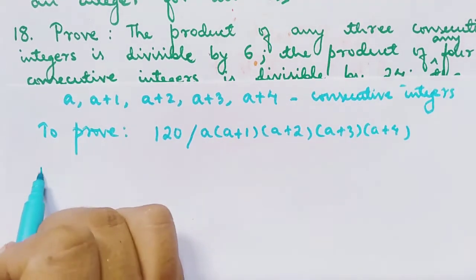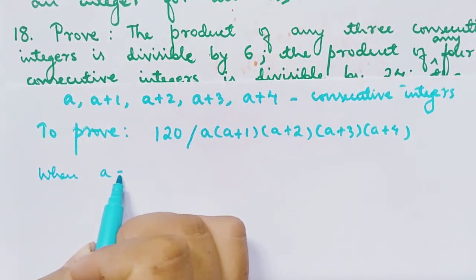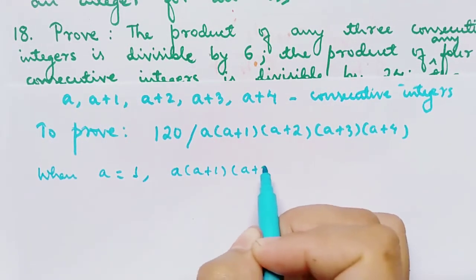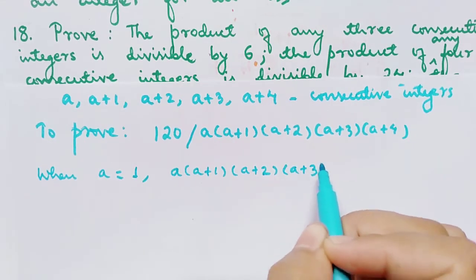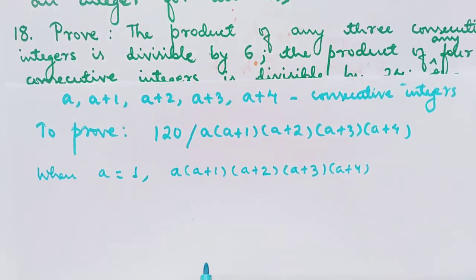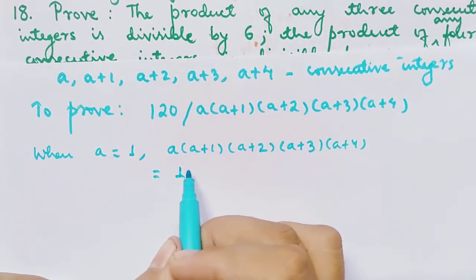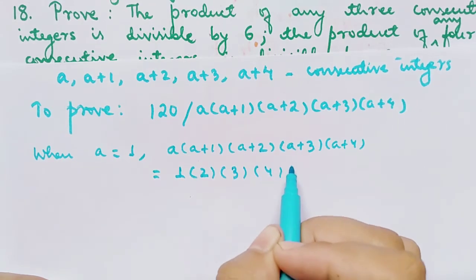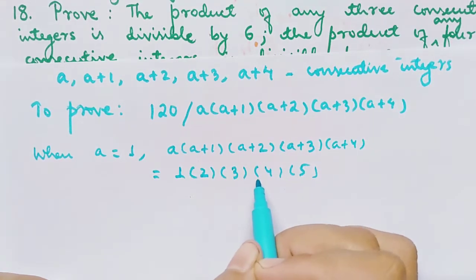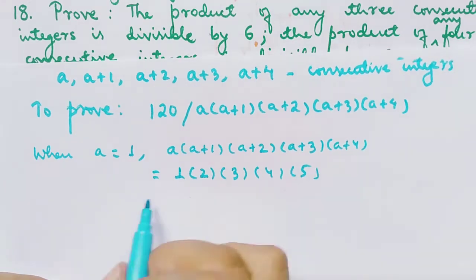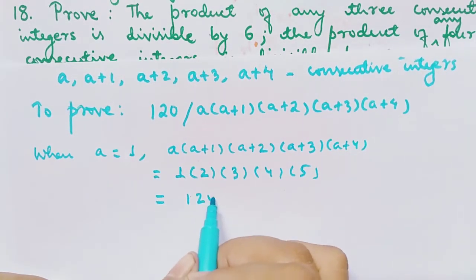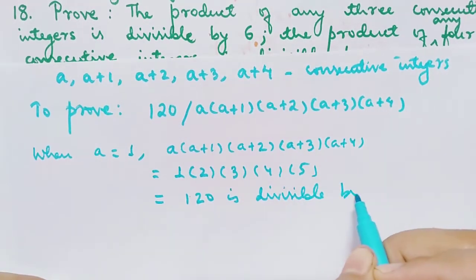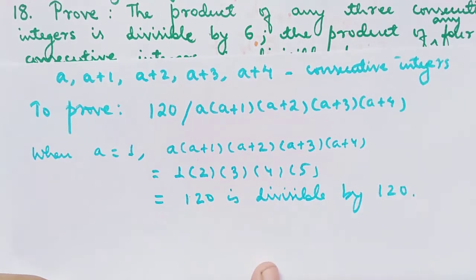Now the first one, when a is equal to 1, what do we have? We have 1 into 2 into 3 into 4 into 5. We have 120, and 120 is divisible by 120. Okay, the first case is done.